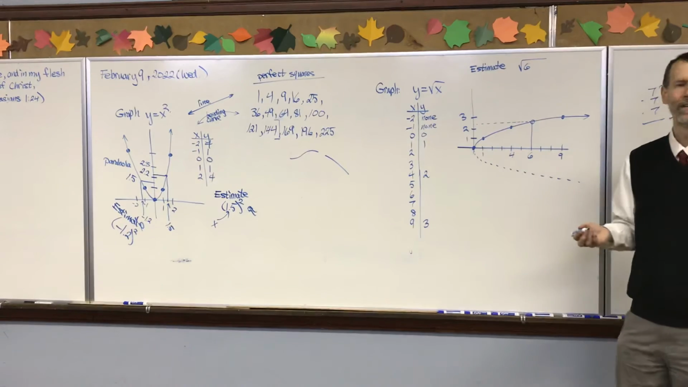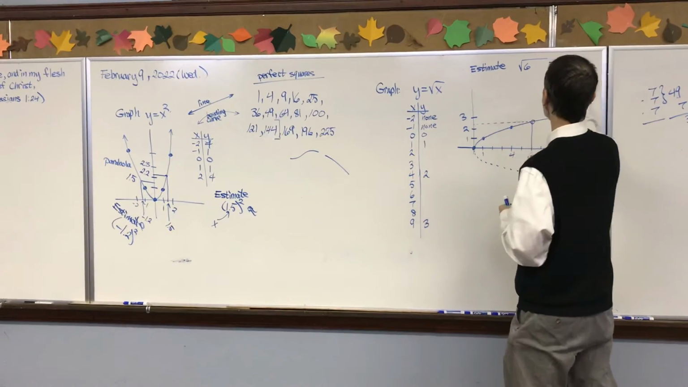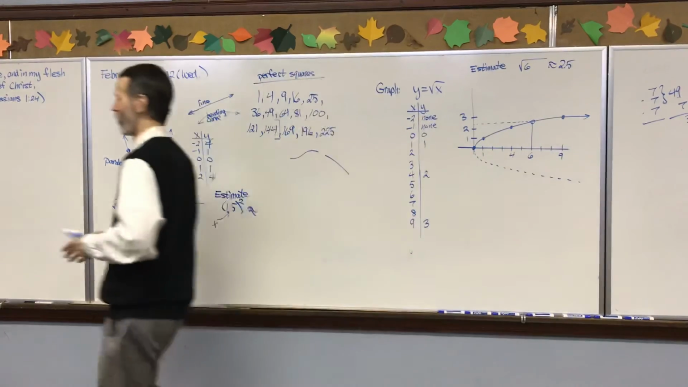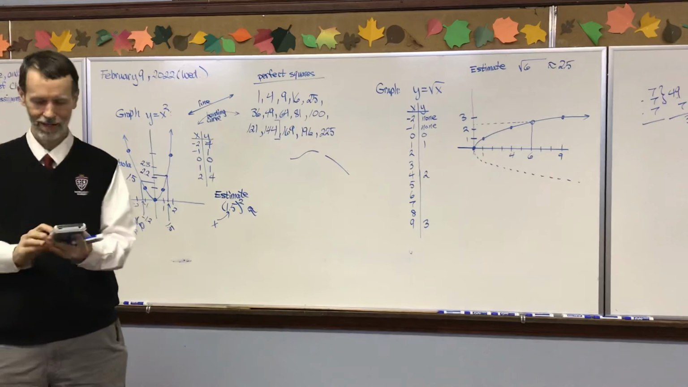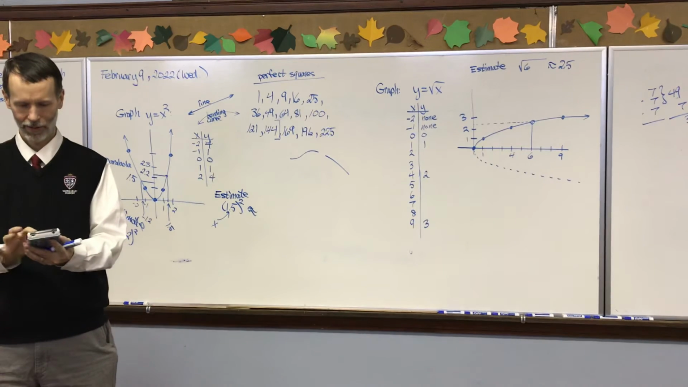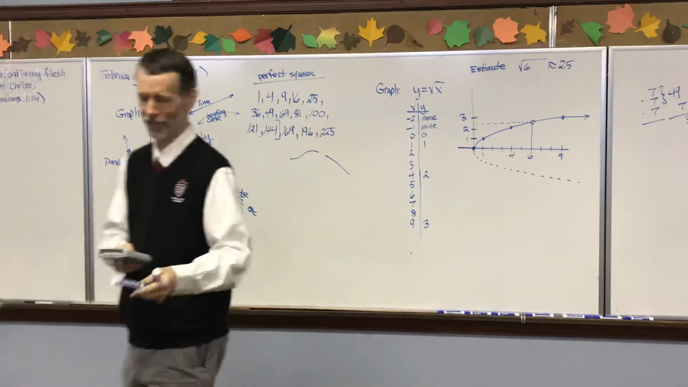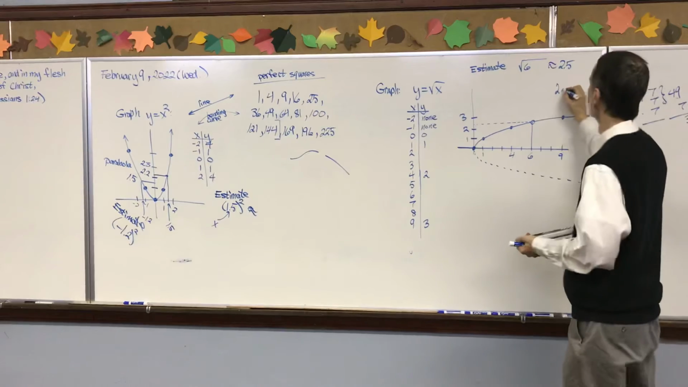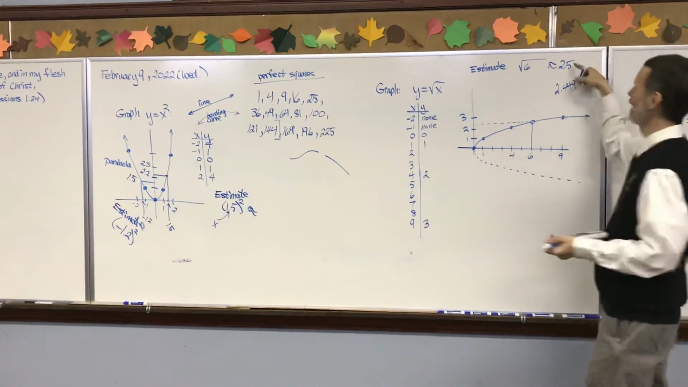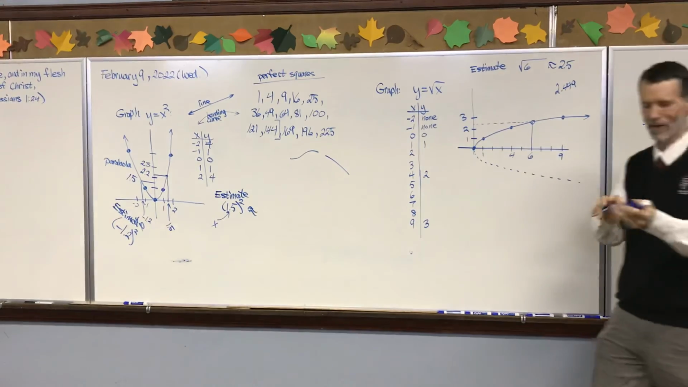Roughly 2.5. Let's see how close you were. Radical 6. Oh, I didn't even turn it on. 2.49. All right, fine. Fancy fingers, hang on. 2.449. This is an excellent estimate. This is very close to the real answer.